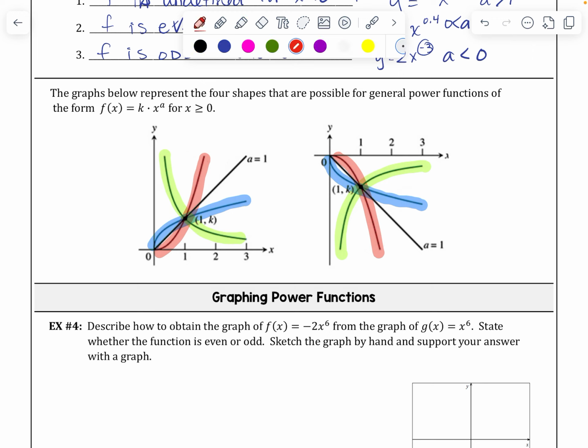Okay, it says the forms of graphs below are the four shapes that are possible for a general power function of the form f of x equals k times x to the a power for when x is greater than or equal to 0. So for these ones, we see this one in blue is y equals x to the 0.4 power. And this one here in green is y equals 2 times x to the negative 3rd power. And we see this one in red down here is y equals negative x to the 1.5 power.